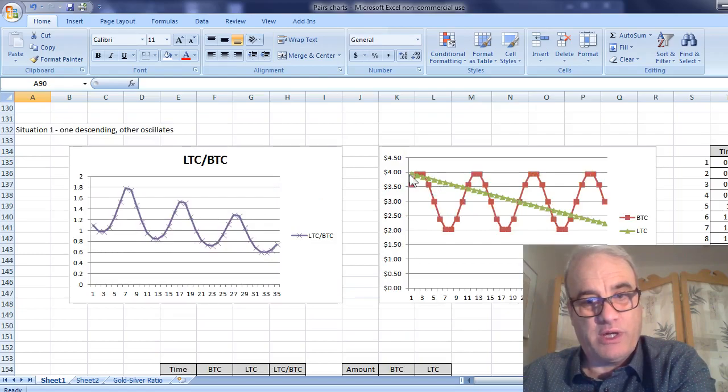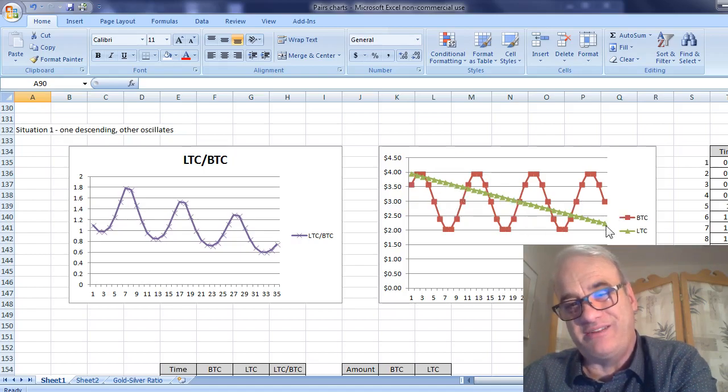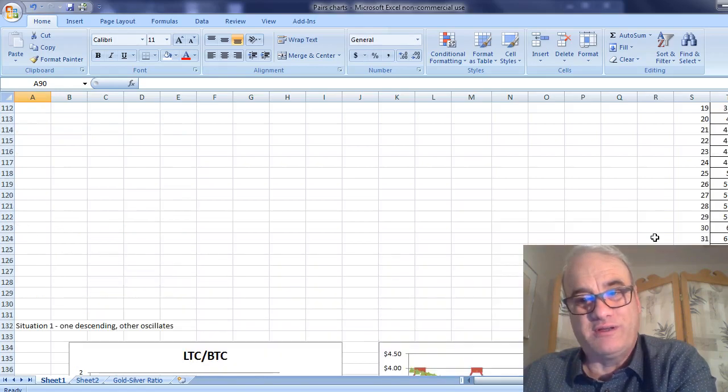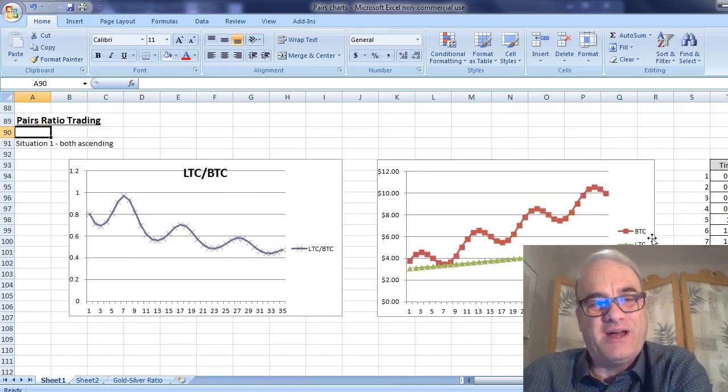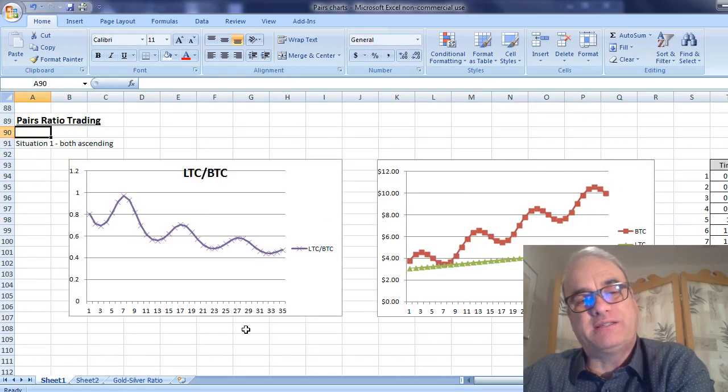And here we have one with Litecoin descending and Bitcoin oscillating. Will it work with something like this? Bitcoin's really going nowhere. It's going up and down, and Litecoin's actually going negative. Can we still make money on this? Okay, so remember the idea is that we want to increase our coin count.